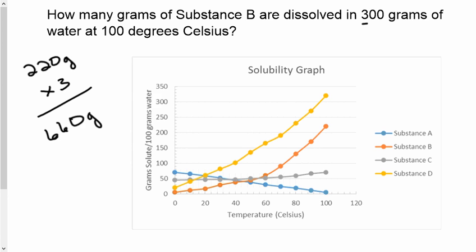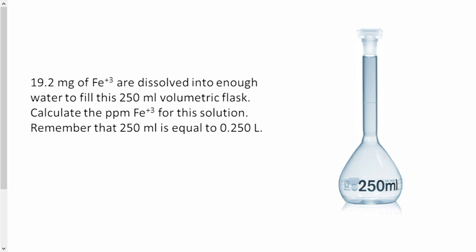Okay, now let's try our final idea, which is on parts per million. Now remember, a part per million is the same thing as a milligram per liter. Okay, let's see what we've got there. So we have 19.2 milligrams of iron in 250 milliliters of water in this volumetric flask here. So we're going to fill this up to that line, shake it all around and dissolve that solution in there. Remember that 250 milliliters is indeed 0.250 liters.